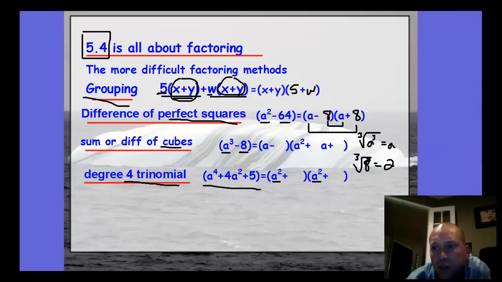Actually 4, 3 for this one, because the leading coefficient is 1, so we're looking at what two numbers multiply to be 5 but add to be 4. So we're looking at what values multiply to be 5, add to be 4, but for this one, this is not factorable. There's no value that multiplies to be 5 but adds to 4.